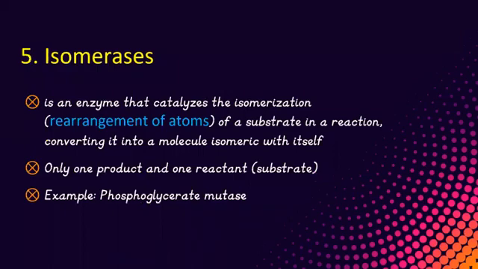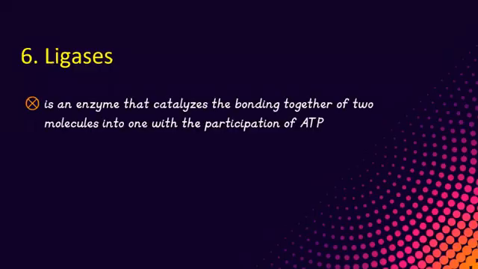Okay, our isomerases naman, class. It is an enzyme that catalyzes the isomerization, or the rearrangement of atoms. So there is an interconversion of the geometric or optical position of our isomers. So there is rearrangement, with only one product and one reactant or substrate involved in this type of enzyme. An example of this class is phosphoglycerate mutase.